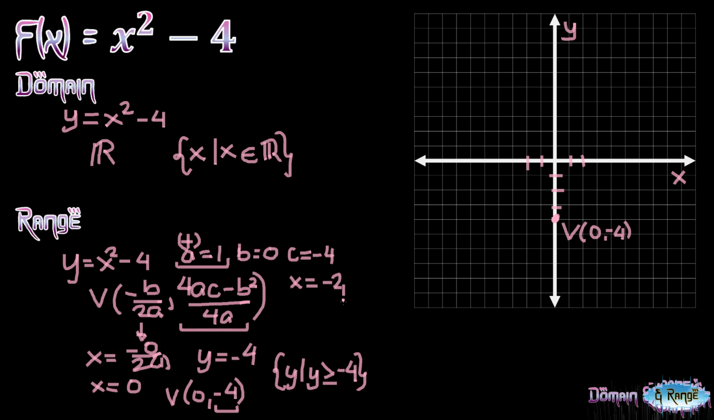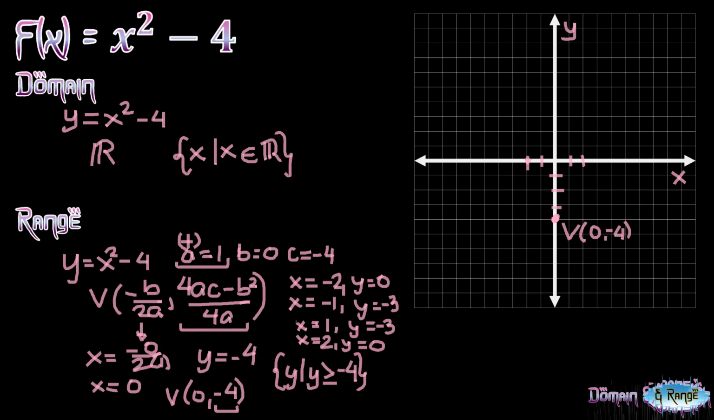So if x is equal to negative 2, substitute it in our function. We have negative 2 squared is 4, minus 4. Your y is 0. If x is equal to negative 1, you have negative 1 squared is 1, minus 4, so y is negative 3. On the other side, if x is equal to 1, substitute 1 here, 1 squared minus 4, y is also negative 3. And finally, if x is 2, 2 squared is 4, 4 minus 4, you have 0. These are the other 4 points that you can plot here.